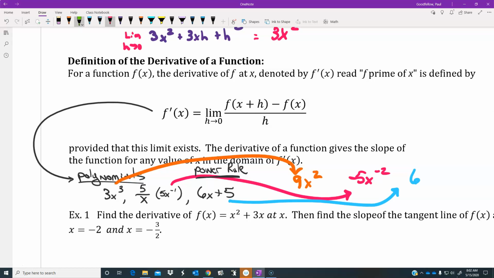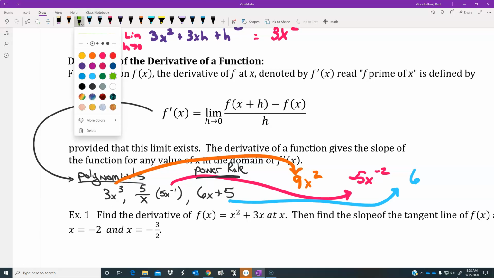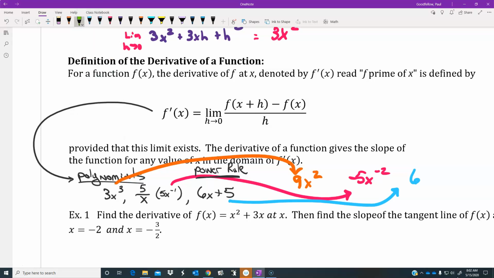I'll highlight this, and let's do green. What you do is you take the power, you multiply it times the coefficient that's in the front, and then you reduce the power by one value when it comes out here. So if I did 3 times 3, that would be where the 9 came from. And then the power is reduced by 1, and that's why it became the number 2.